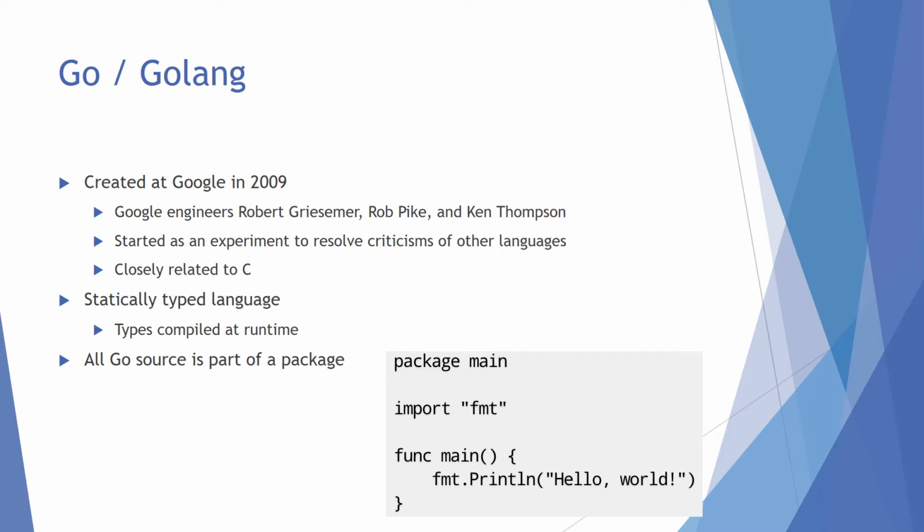So it's a statically typed language, which means the types are compiled at runtime, and all the Go source code is part of packages. You can consider these files, and just like we have our main file, we call it the main package, and that's what you declare at the top of your file there. You can import libraries and other packages, just like that import function is doing there with the format library.